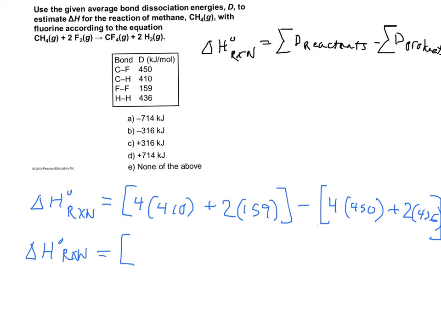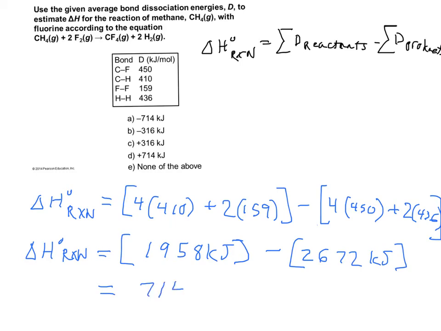And inside our first parentheses we have 1,958 kilojoules minus 2,672 kilojoules gives us negative 714 kilojoules, which happens to be answer A.